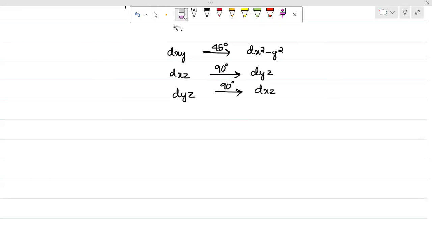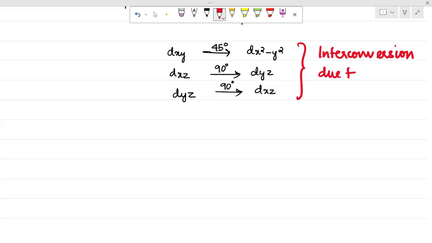So it is mainly because of the interconversion due to orbital rotation. Interconversion due to orbital rotation leads to orbital magnetic moment.